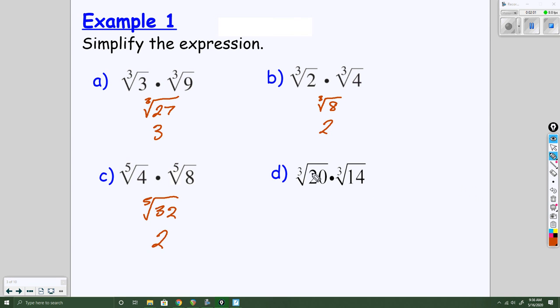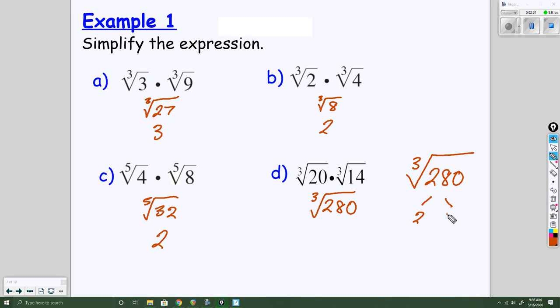Now in part D, we have the cubed root of 20 times the cubed root of 14. 20 times 14 is 280. And now from here, we're going to have to simplify. In order to simplify, we have to remember how we can simplify some radicals. So we could use a factor tree. All right, we could take out the biggest perfect squares, or we could take out the lowest primes. I'm going to go with the lowest primes, especially for radicals that don't have an index of 2.